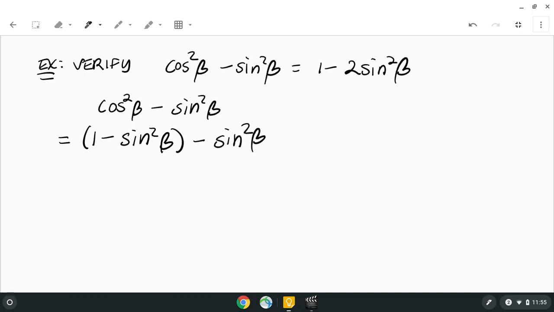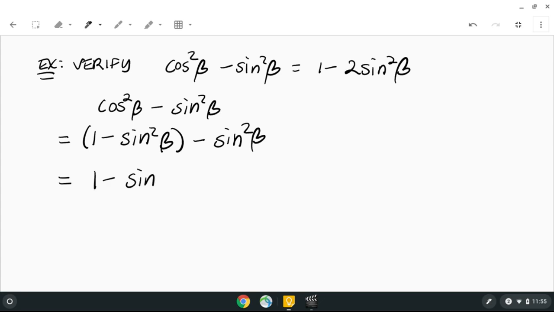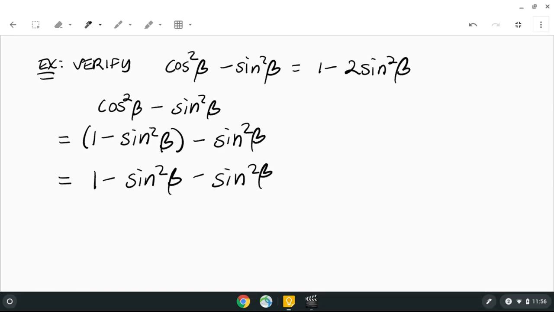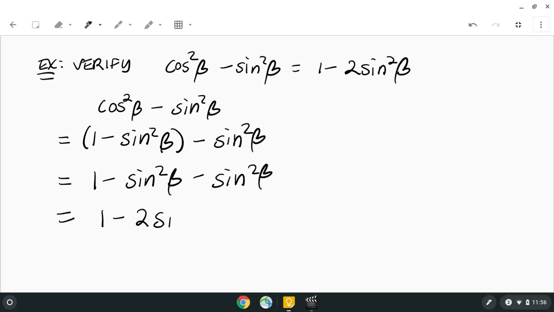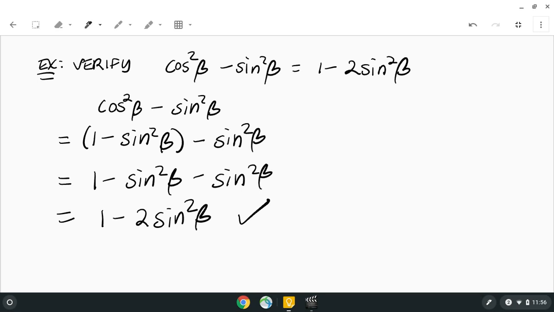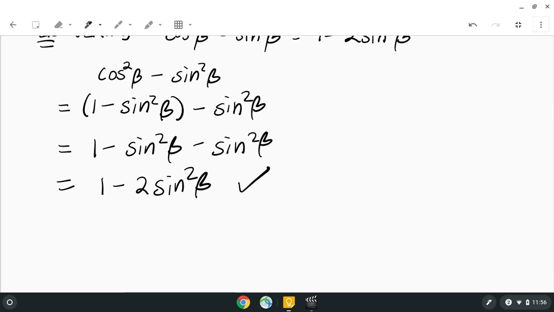Then here, I'm going to remove my parentheses and combine like terms. So I get 1 minus 2 sine squared beta. And that's what the right-hand side is, so I can stop simplifying. I can stop right there. All right, let's take a look at another one.